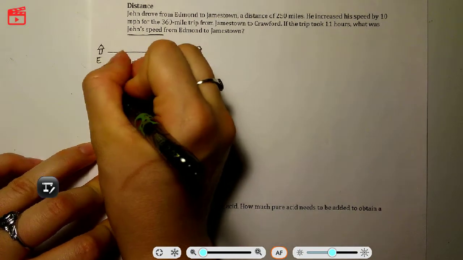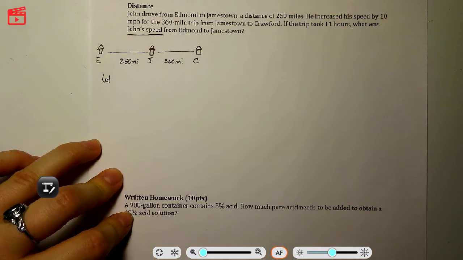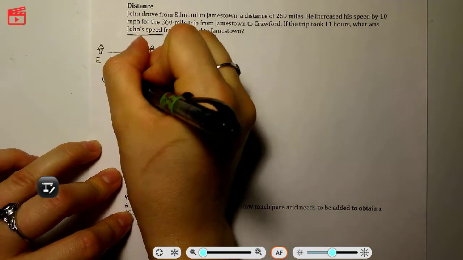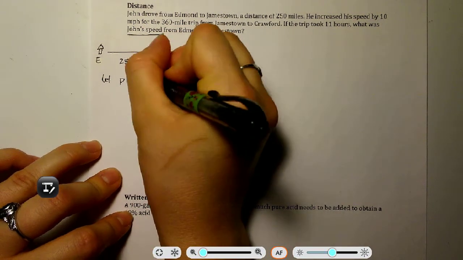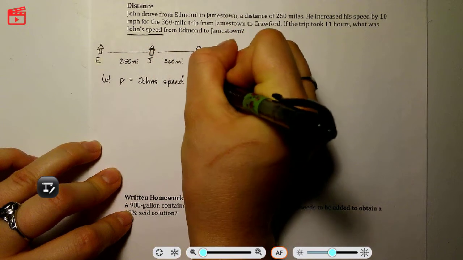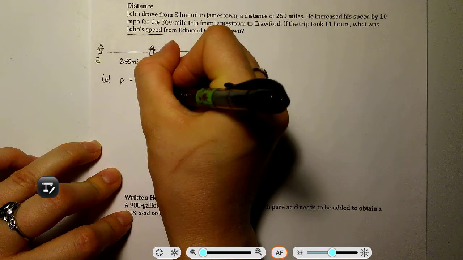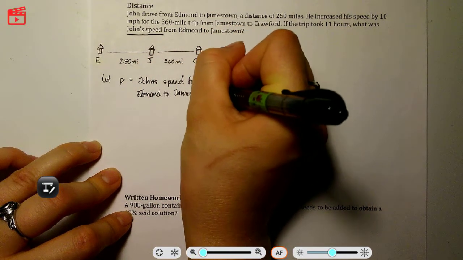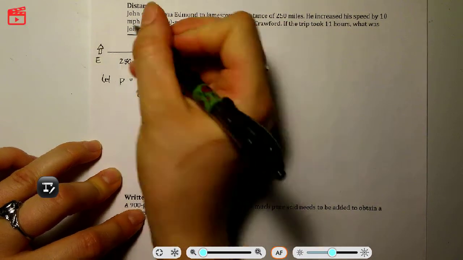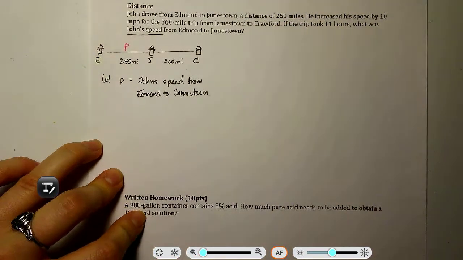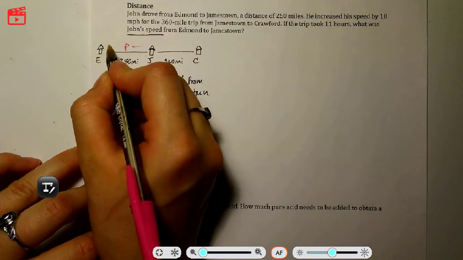So I'm going to say let. We could use S for speed, but I often get it confused with a 5. So I won't use S, I'll use P. So let P equal John's speed from Edmond to Jamestown. And I'll go ahead and draw the little P right up here to indicate his speed at that moment.